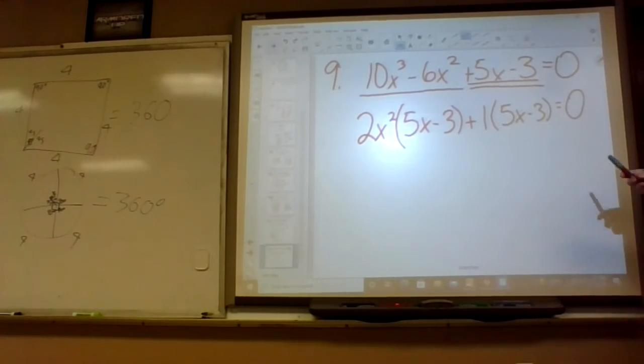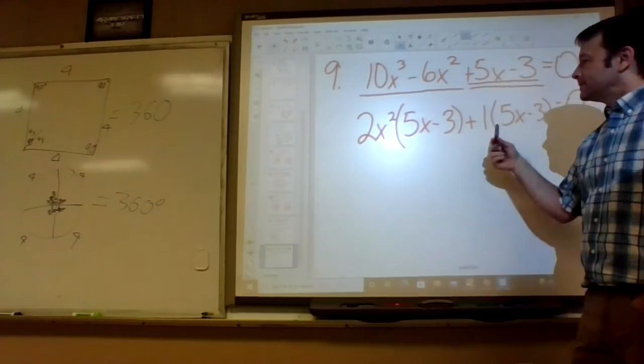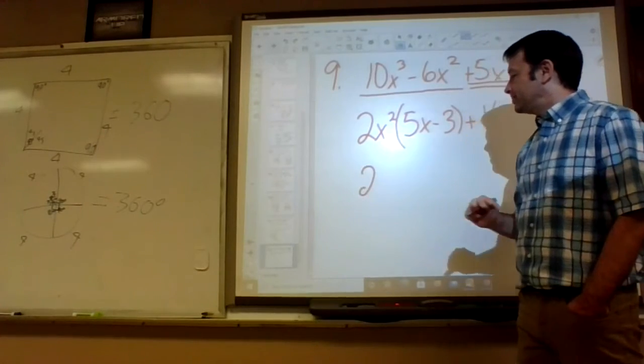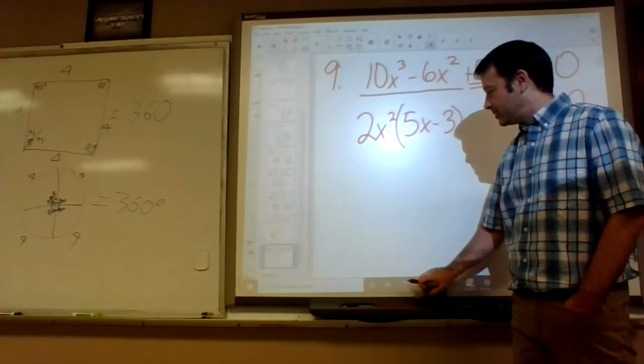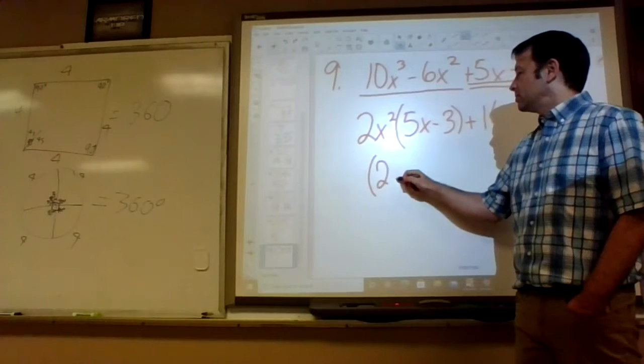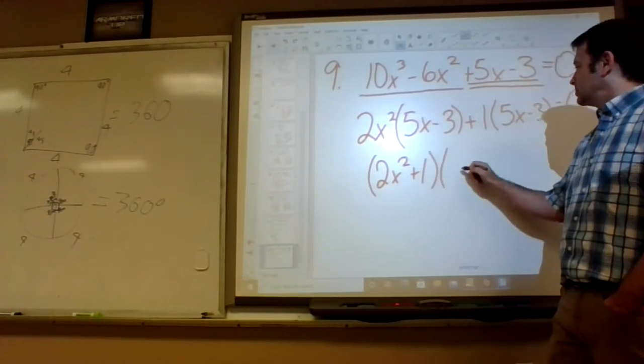So if you don't take anything out, just put a 1 right there. Okay. And then you guys are supposed to tell me what goes down. Now you put 2x squared plus 1. And then 5x minus 3.